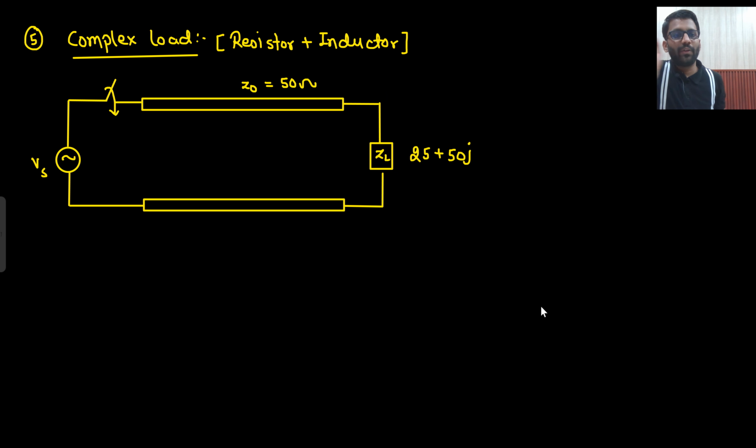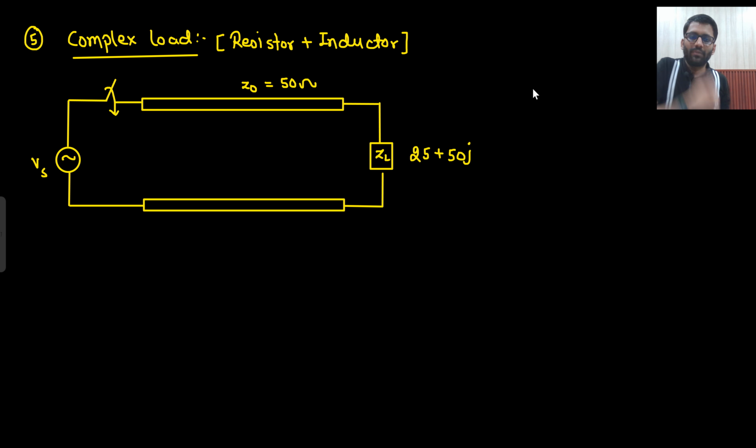So here also you will not get your maxima or minima at y equals 0. In this condition as well, you will not get maxima or minima at y equals 0. At some other point only you will get your maxima or minima. So what that other point would be? This kind of diagram would be given in the examination, and they will ask you to find the location of first voltage minima or first voltage maxima. So these kind of questions can be asked.